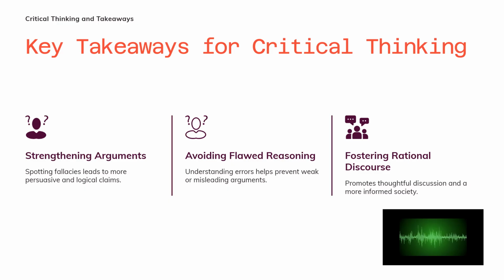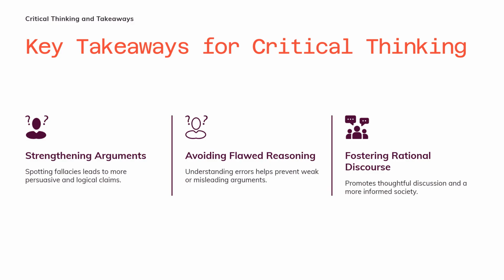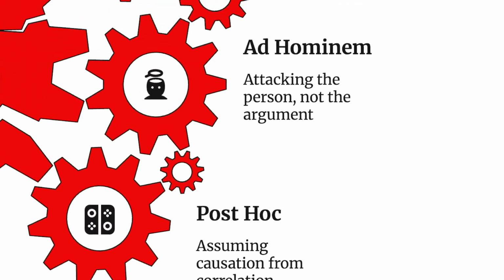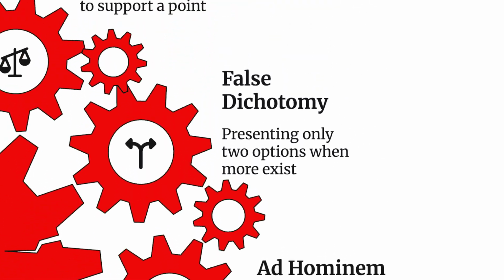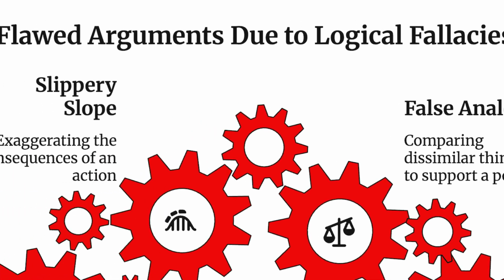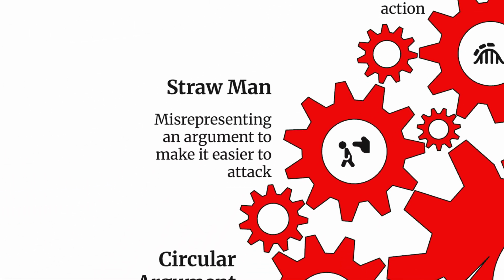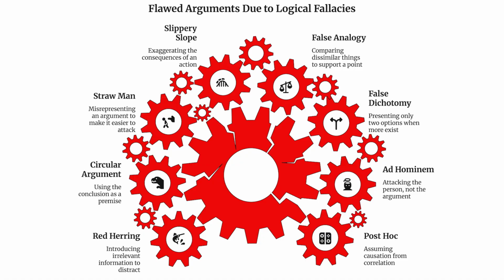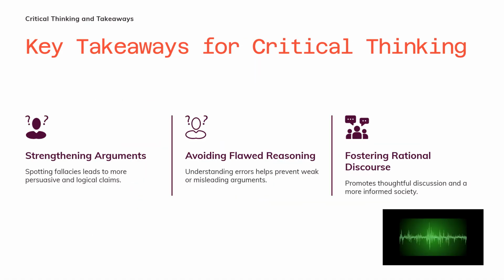Recognizing logical fallacies is essential for effective communication and critical thinking. By understanding common fallacies such as post hoc, ad hominem, false dichotomy, false analogy, slippery slope, straw man, circular argument, and red herring, individuals can engage in more rational discourse and avoid flawed reasoning. This awareness not only enhances personal arguments, but also fosters a more informed and thoughtful society.